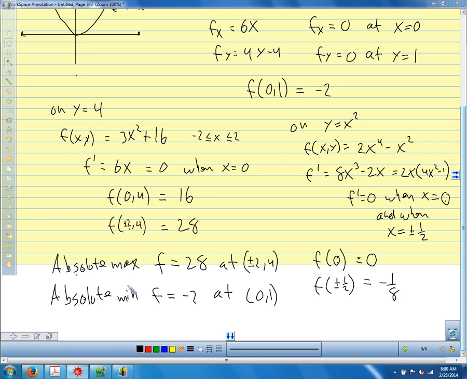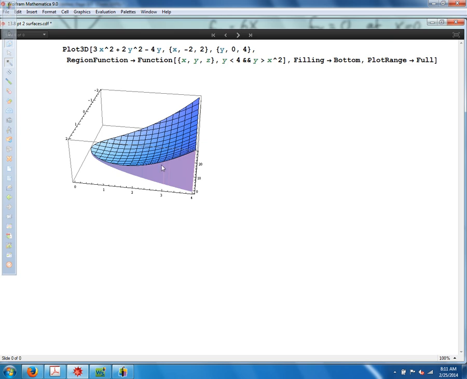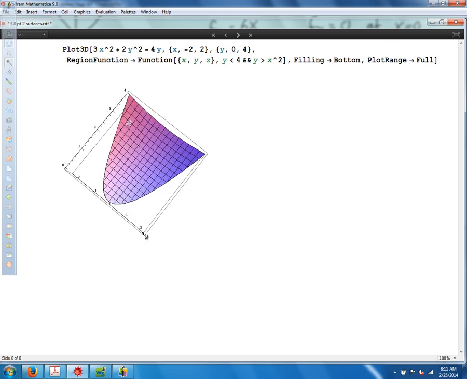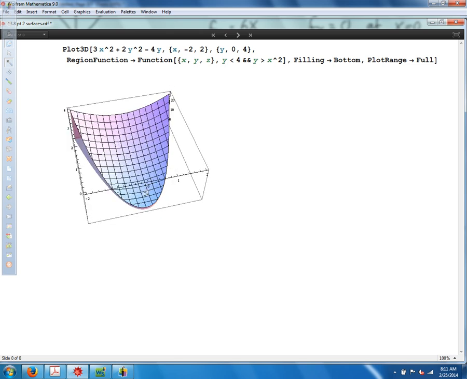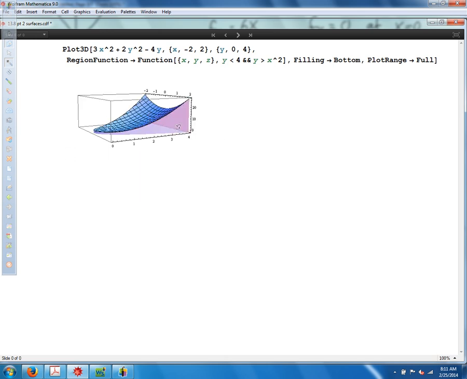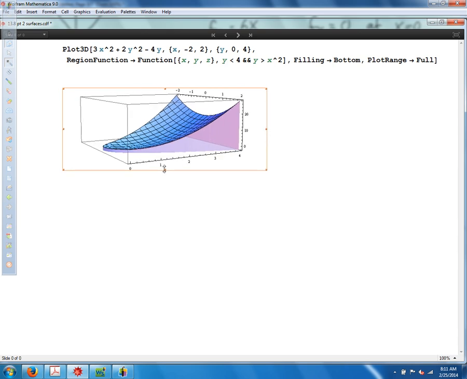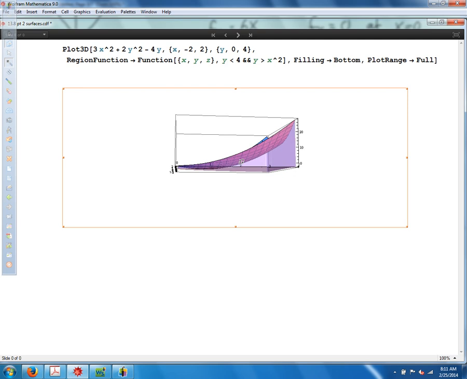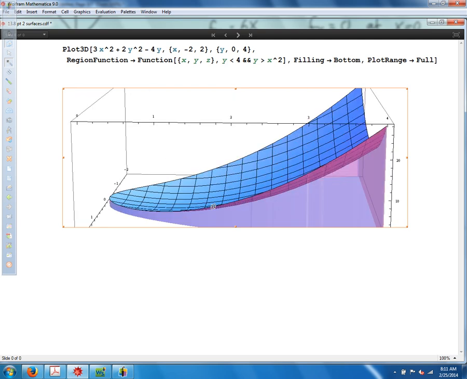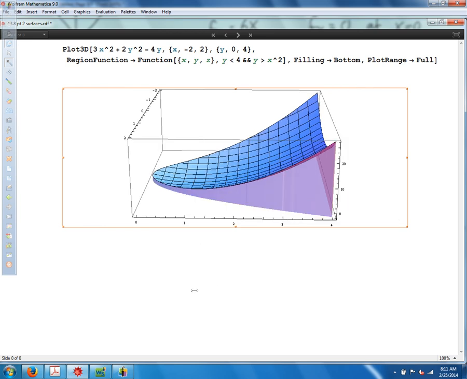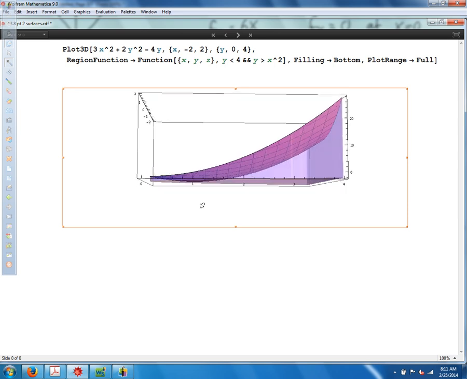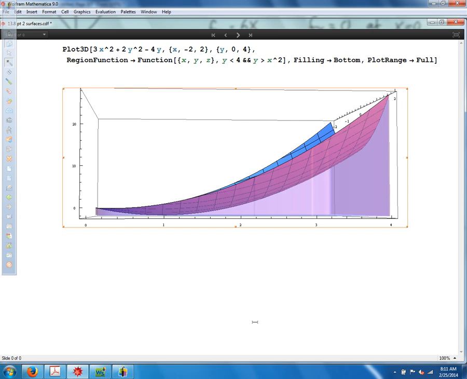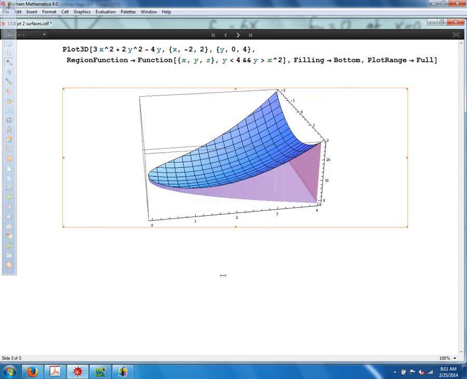And then let's take a look at what this looks like. So here is our function. There's our parabola. And along the top there we have y equals 4. Turn it sideways there so we get our maximum values at those two endpoints of y equals 4 up here, and here. And our absolute minimum is at (0, 1), kind of down right in this area. It would be our absolute minimum. You can see how it kind of dips down there. All right. Questions on our process.